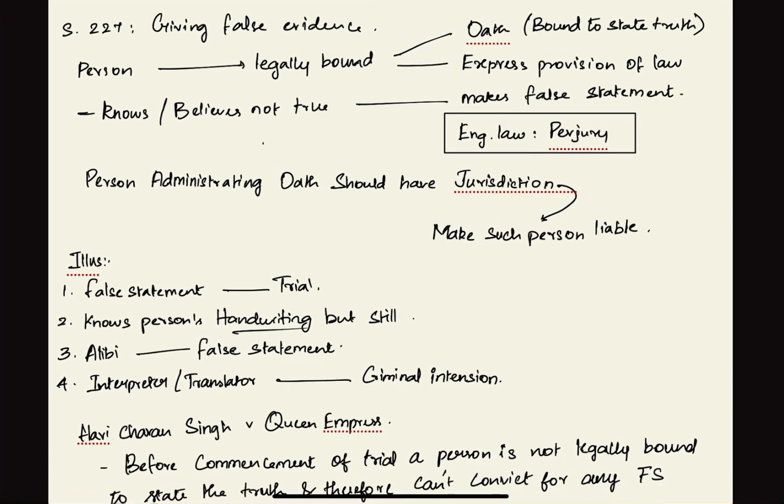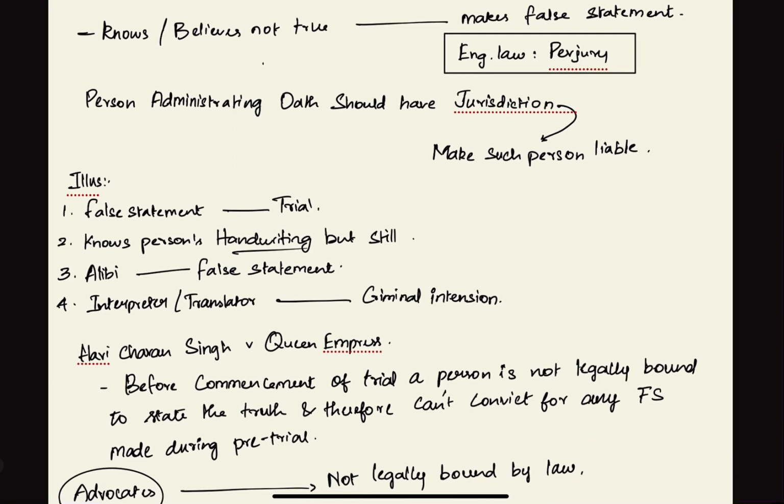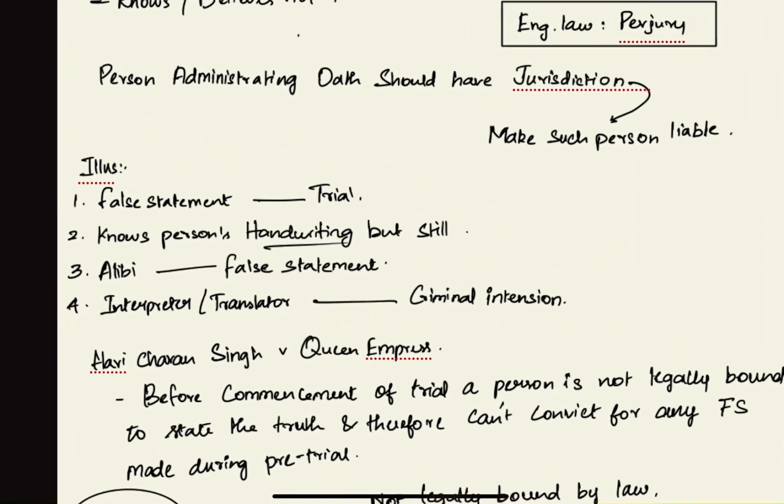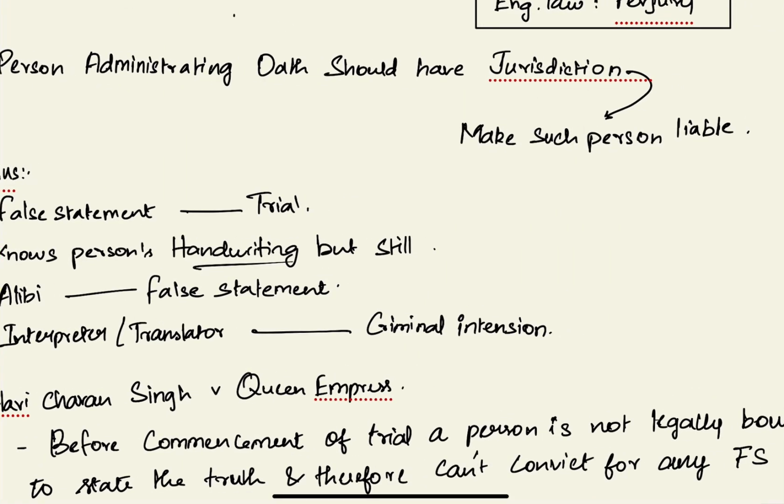The key thing is the person administering oath should have jurisdiction to make such a person who has made a false statement liable. And illustrations would be: it could be a false statement made during trial, or he knows the person's handwriting but still proceeds to make false statements. Then he makes a false statement by using an alibi.